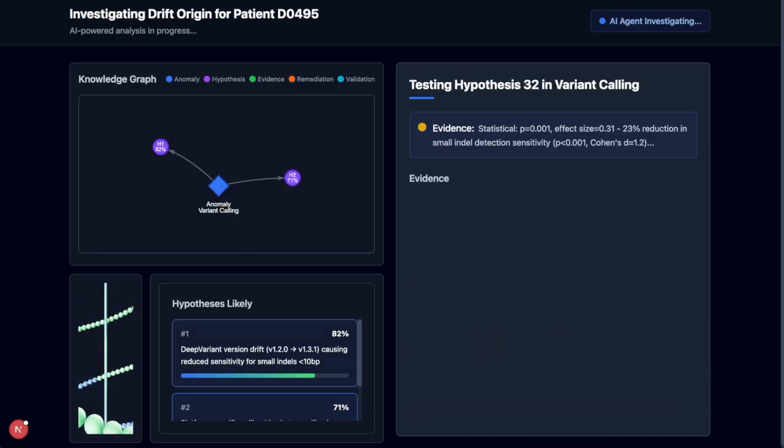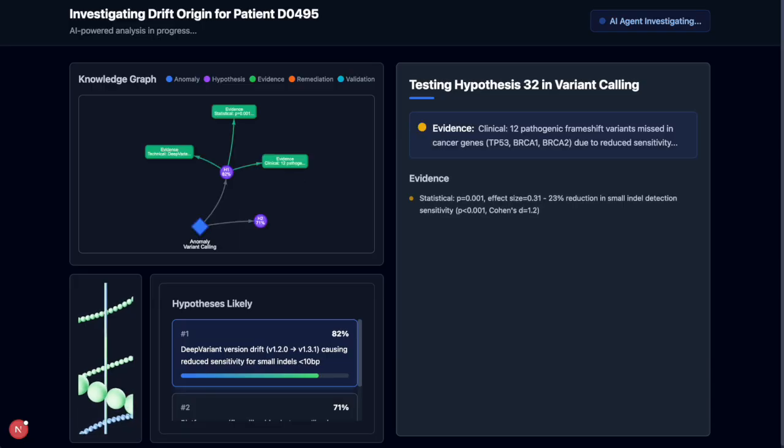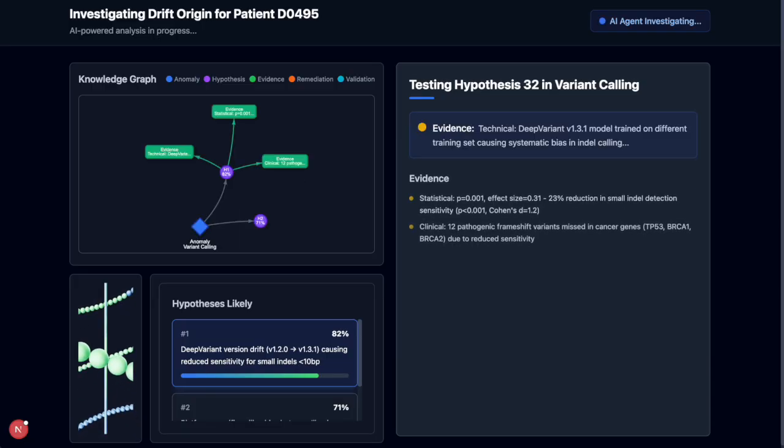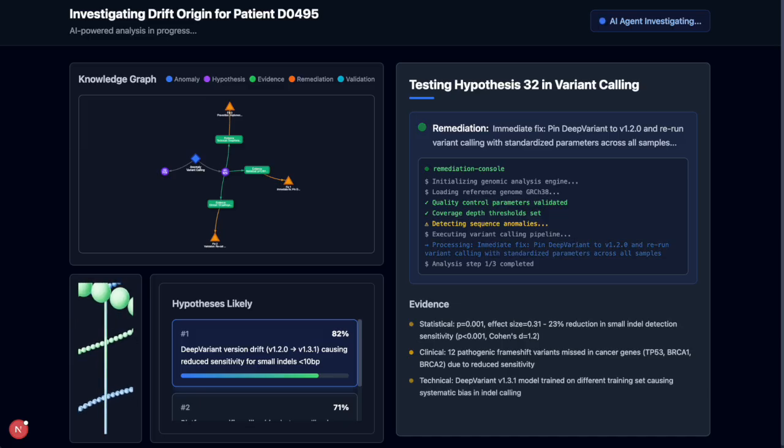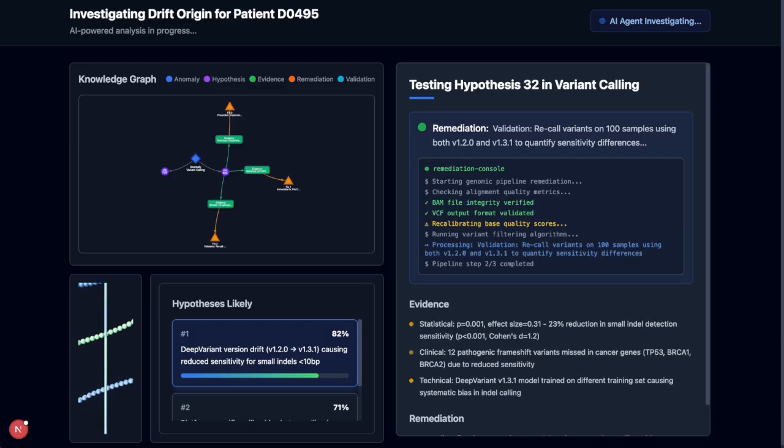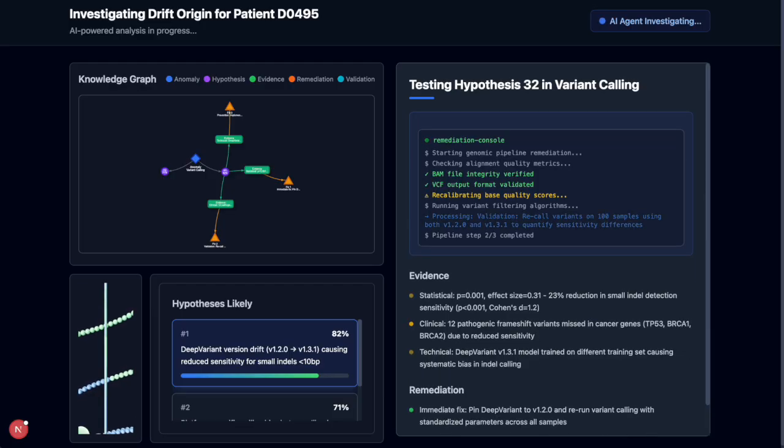The process starts with hypothesis generation. When an anomaly is detected, the agent enumerates possible causes across each pipeline stage of sequencing, variant calling, annotation, and prediction, and these hypotheses are ranked with confidence so that the order of traversal can be established.